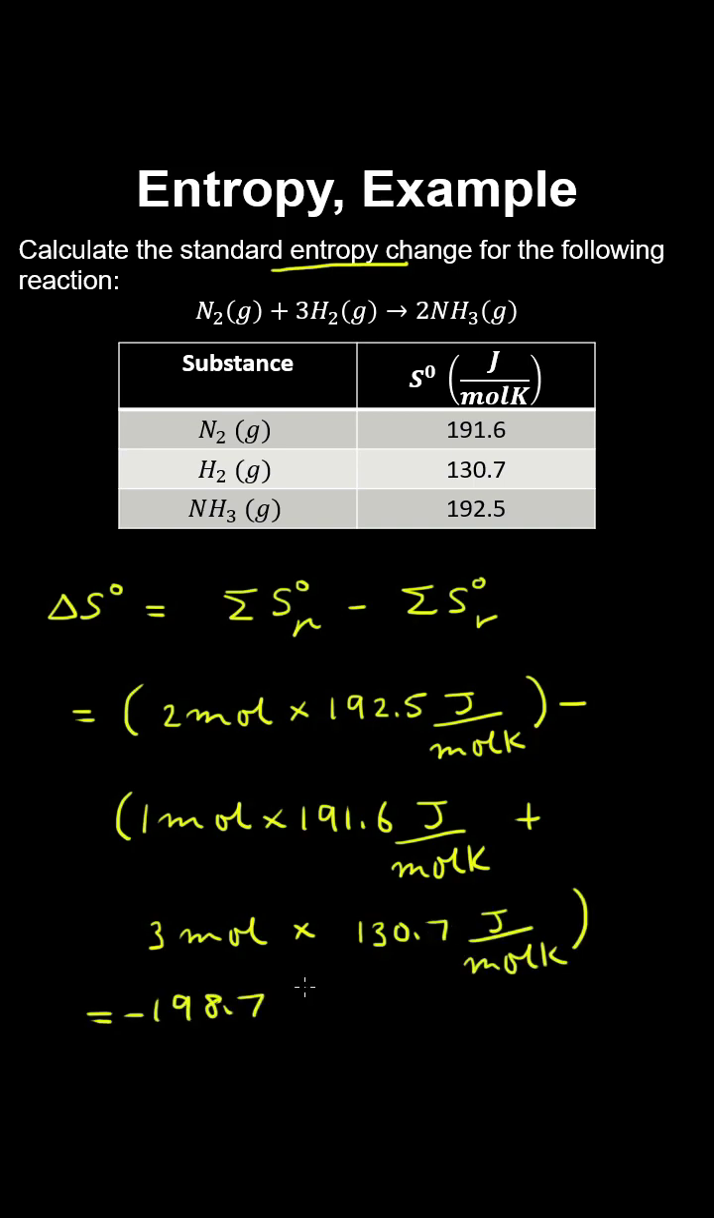And the units are joules per Kelvin. We have 2 moles of ammonia per mole of reaction. So that means the same thing.